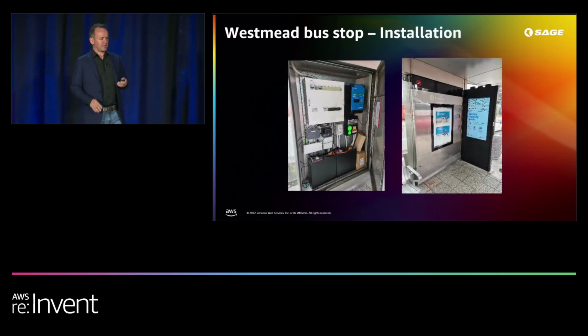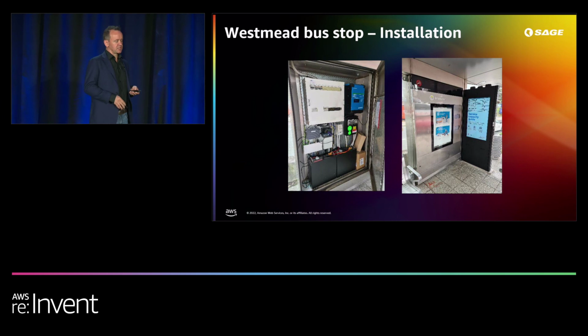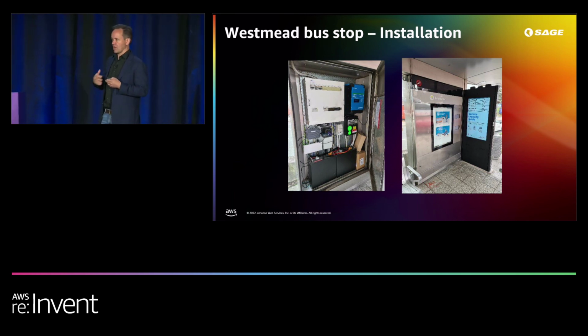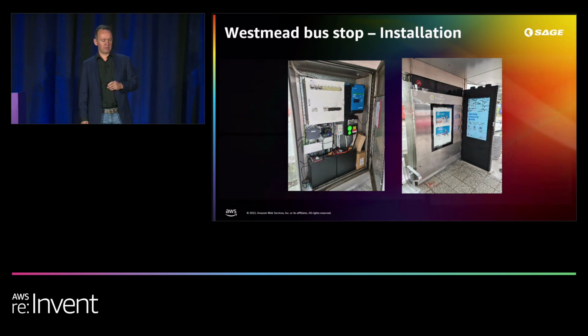And the good thing about a partner like Sage in this instance is they're very good at building purpose-built for the right Australian environment, IoT and sensor equipment that can last for a long period of time. So you can see here some of the elements they put into the environment.